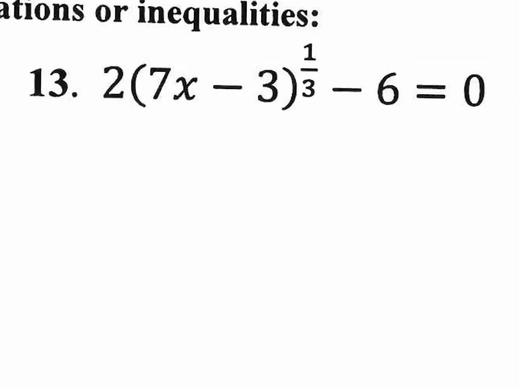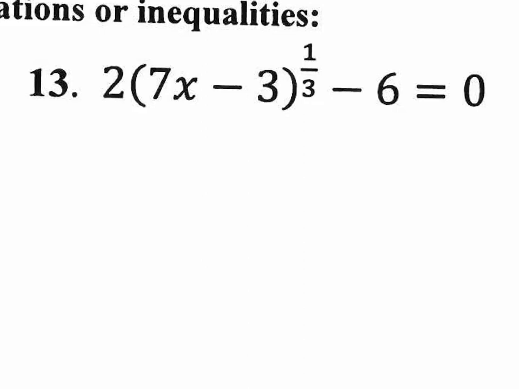Question 13. This is a radical equation. It is a third root. But technically it's a rational exponent equation. But either way, a rational exponent is a radical. So I really have the third root of 7x minus 3.